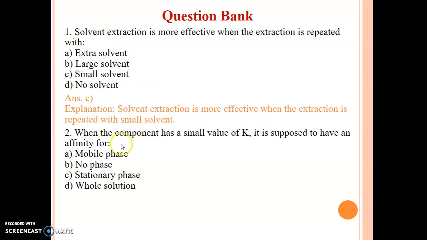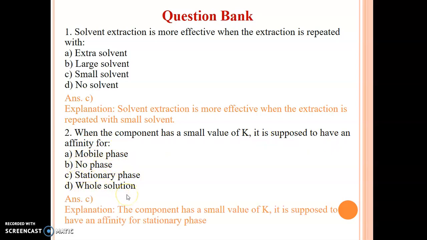Okay. Next question is: when the component has a small value of K, it is supposed to have an affinity for, options are mobile phase, no phase, stationary phase or whole solution. And answer is option C, that is stationary phase. The component has a small value of K, it is supposed to have an affinity for stationary phase.